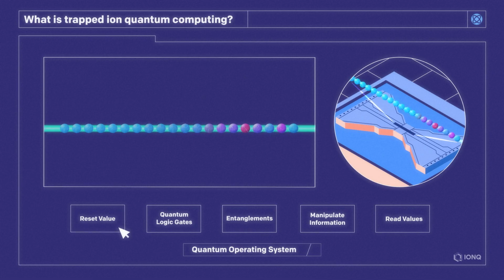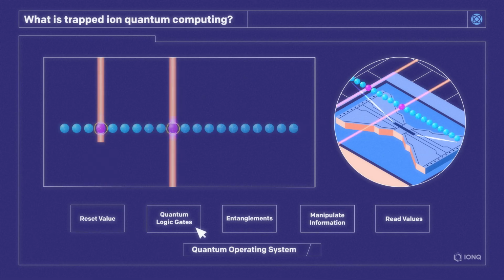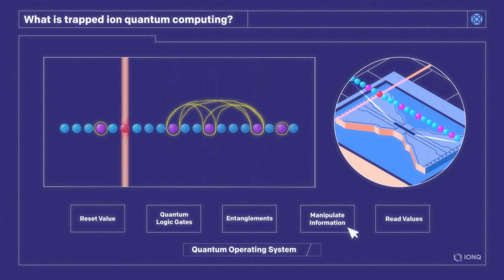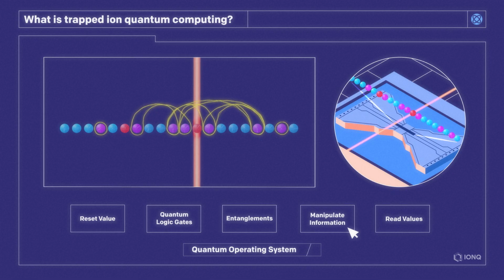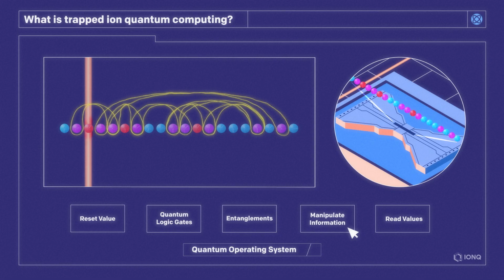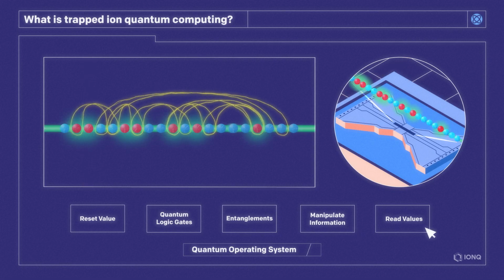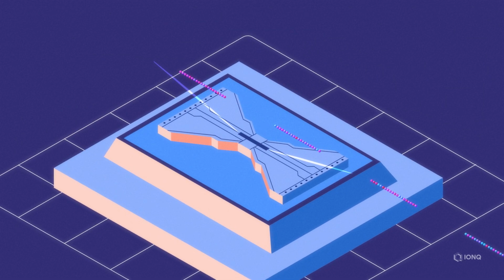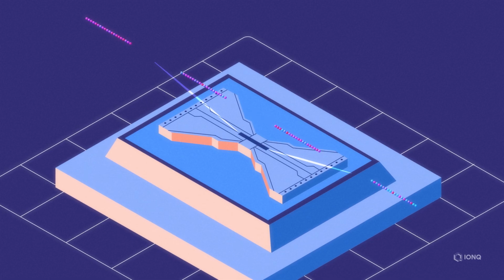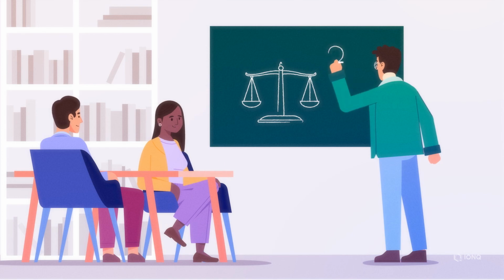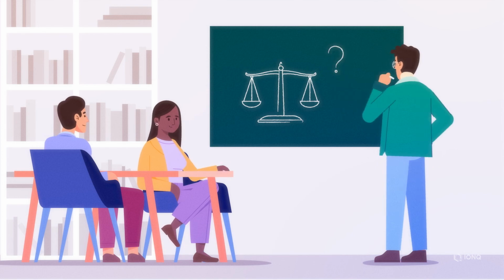It resets the value of each qubit and applies quantum logic gates that create entanglements. Then, the operating system utilizes these quantum logic gates to manipulate the information and implement a quantum algorithm. Finally, it reads the values of qubits to extract the answer to the algorithm. The hardware can even physically shuttle individual atoms across space to expand the size of the system so it can handle more complex calculations. But how do we know ion trapping is the best way to run a quantum computer?